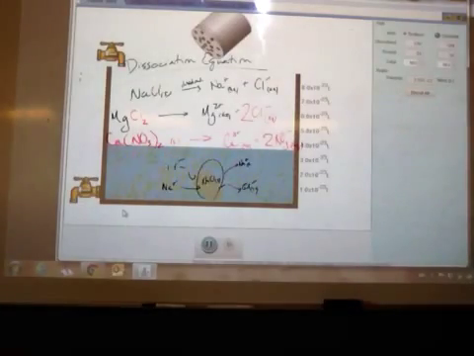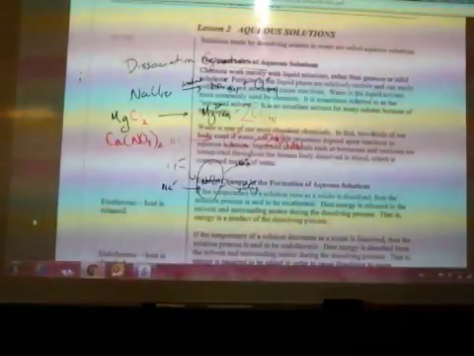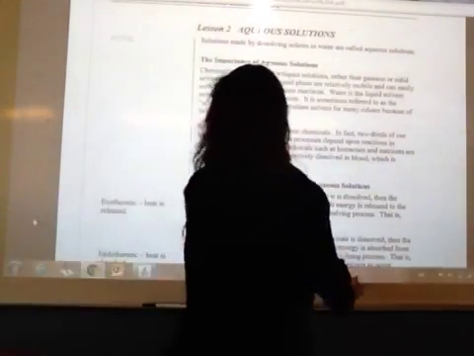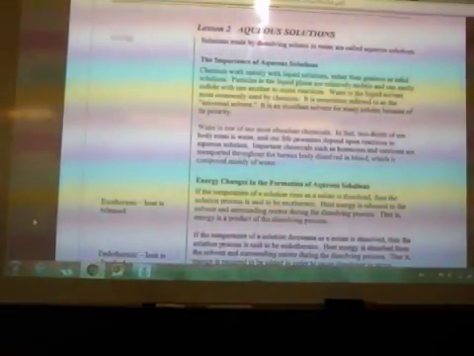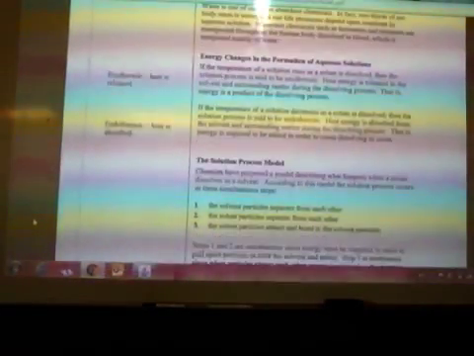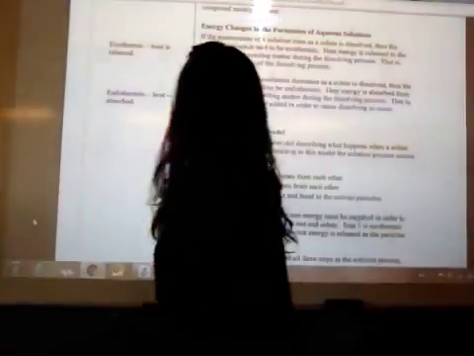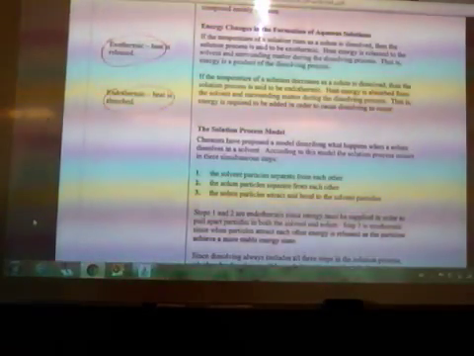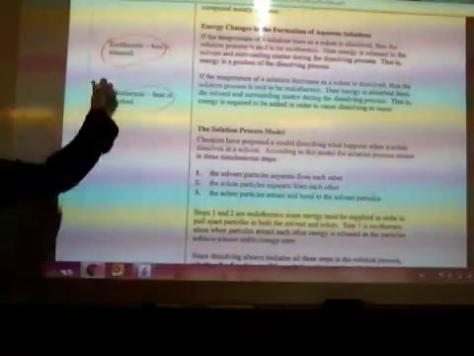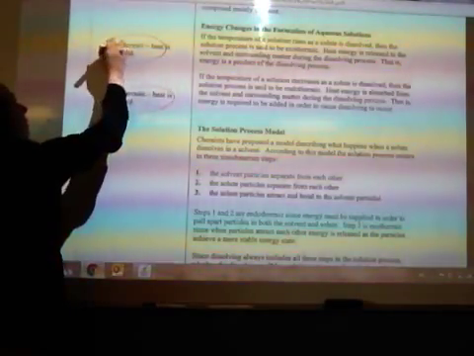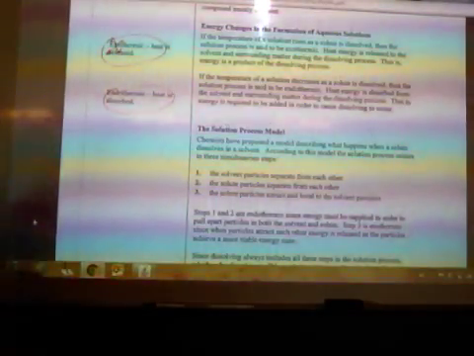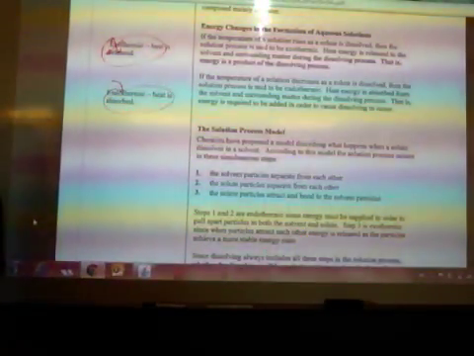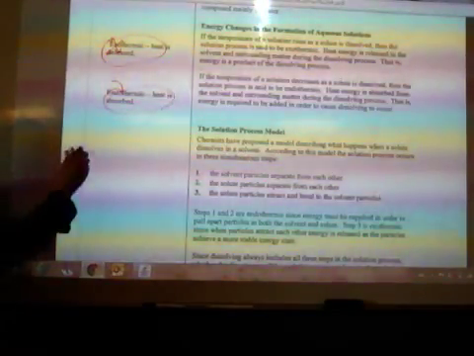So, let's go back to your SNAP booklet here. Let's see if we've missed anything: the importance of aqueous solutions. We did do that. Energy change of formation. No, we haven't done that, though. Okay. You guys know what exo and endo mean? What does exo mean? It gives off, releases heat. And endothermic means we absorb heat. Okay, fine. So if I break bonds, that's an endothermic process.